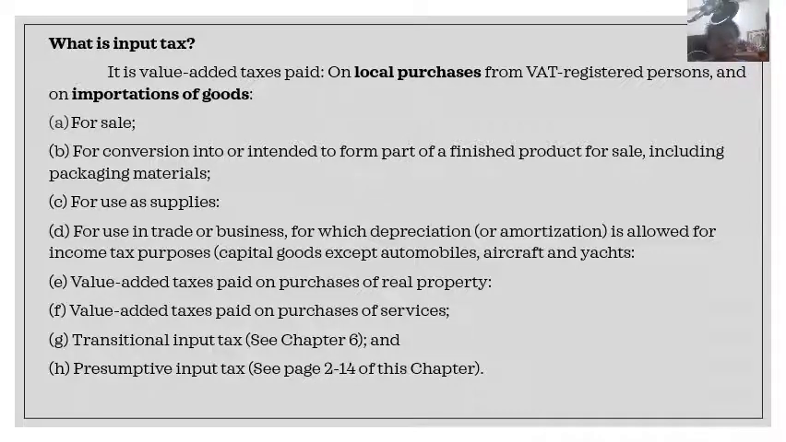Yan. Pwede rin naman yung mga binili mo or in-import mo, gagamitin mo as supplies sa letter C. O, bumili ka ng mga consumables pero nagbayad ka ng VAT doon sa pinagbilhan mong seller kasi VAT registered siya.